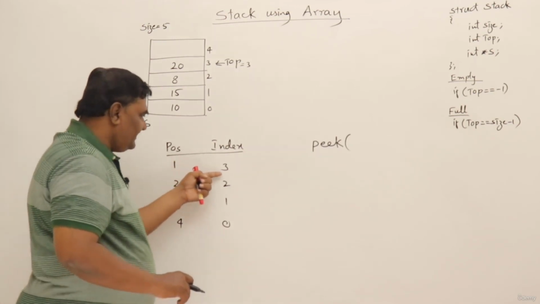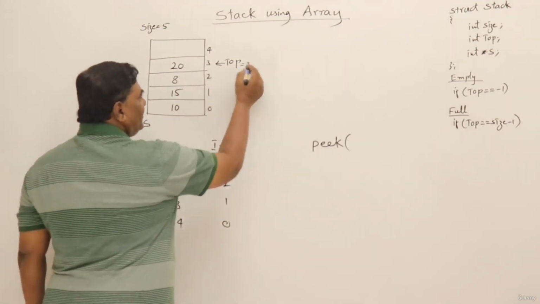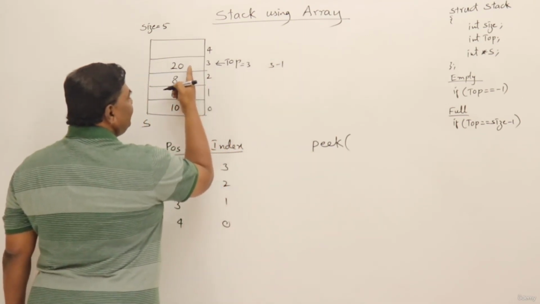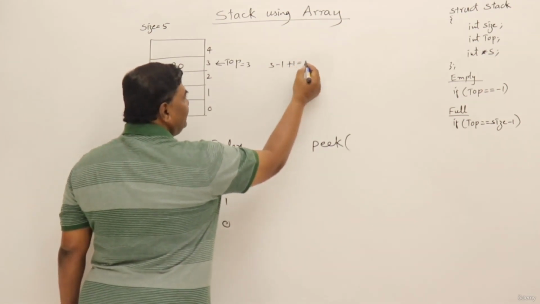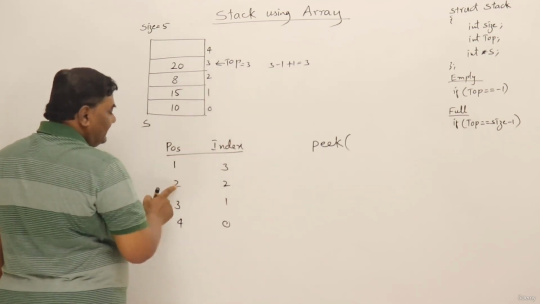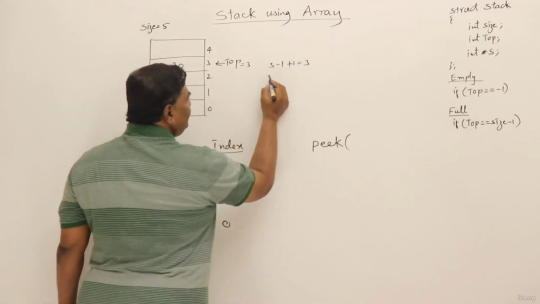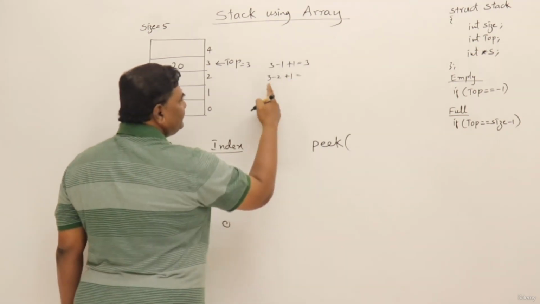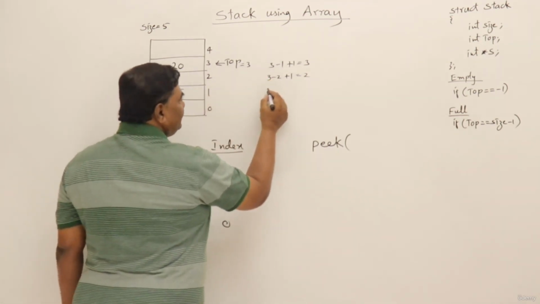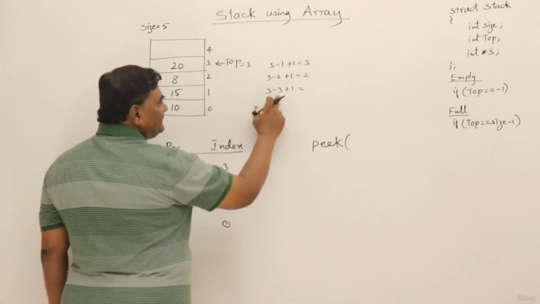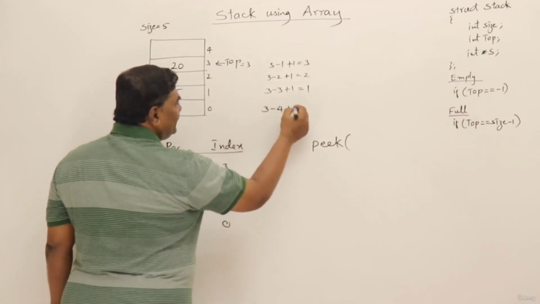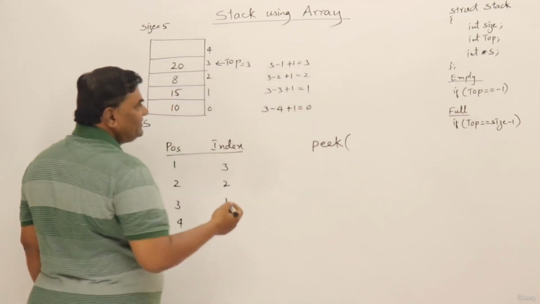For position 1, I want index 3. How is it possible? See, top is 3. From that, if I subtract 1, then actually I want index 3 here, right? So okay, add 1 again. Let us try this. Will it work for others also or not? See, top is 3, and position I want is 2. So 3 minus 2 plus 1. How much is this? This is 2. So okay, I got it. Then position I want is 3. Top is 3. 3 minus 3 plus 1. This is 1. And fourth position is what? 3 minus 4 plus 1. So this is 0. So yes, it is working.